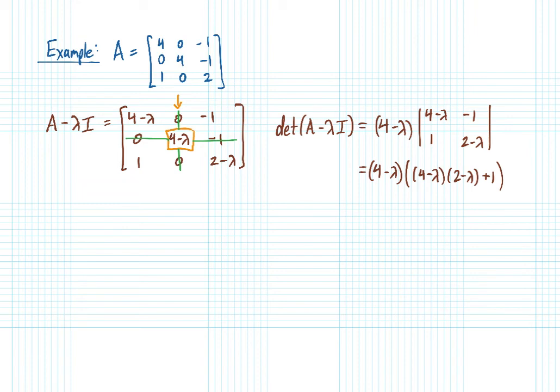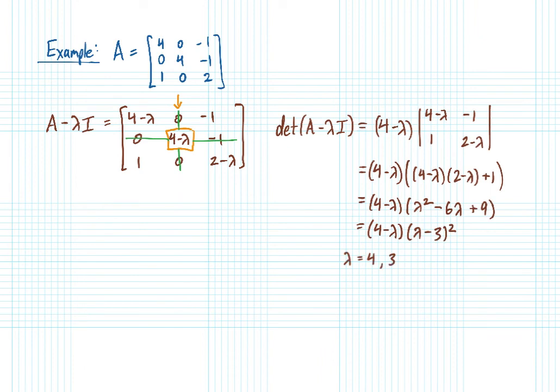Now at this point, you might be tempted to just expand out all the parentheses, but you actually don't want to do that because the goal is to factor the polynomial. And that 4 minus lambda that's out in front, that's already a factor. So just leave that out in front and just work with the stuff that's in the other set of parentheses. And so when you expand and simplify that part, you get this nice quadratic. And that quadratic is actually lambda minus 3 squared.